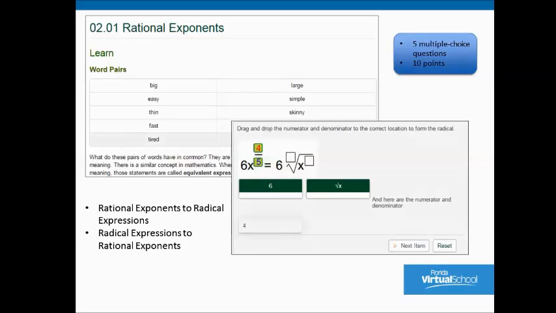So for this lesson, they go from rational exponents to radical expressions and back to rational exponents. So they're going from fraction form to the radical form and back. And there is a different type of interactive in this lesson where it's kind of drag and drop. So the students will drag specific things from the bottom of the interactive up to the correct box, and it fills it in for them. This assessment is 5 multiple choice questions worth 10 points.